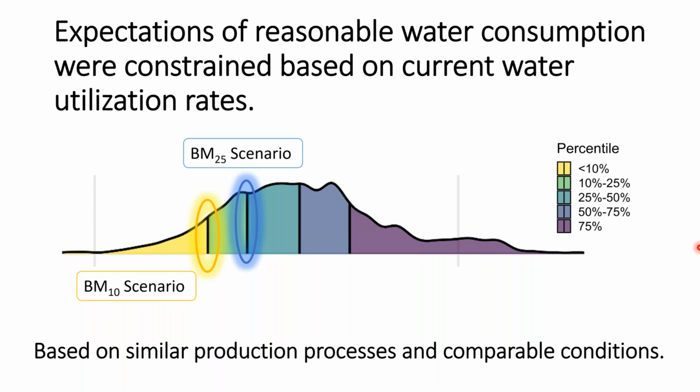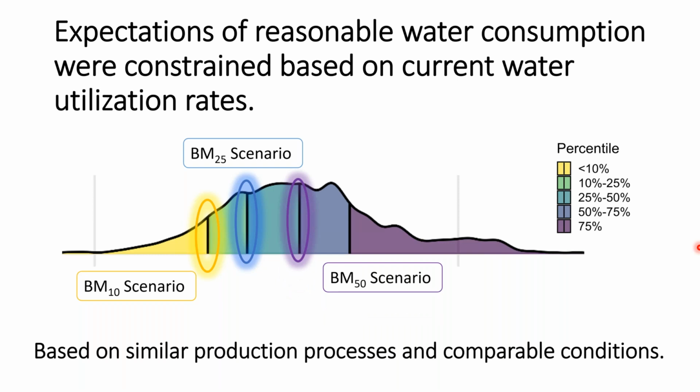The users that are less efficient now move to that level. And then lastly, we also looked at the BM50 scenario, the median. So if you move all water users that are not efficient to the median water user or better, how much water can be saved?